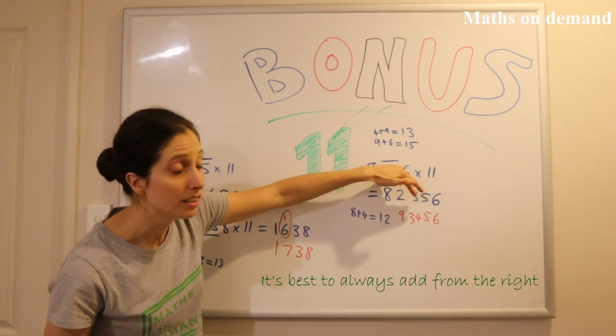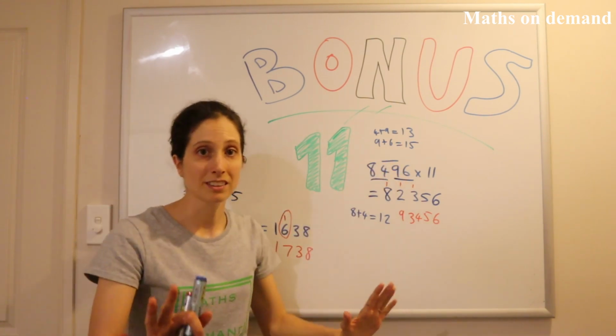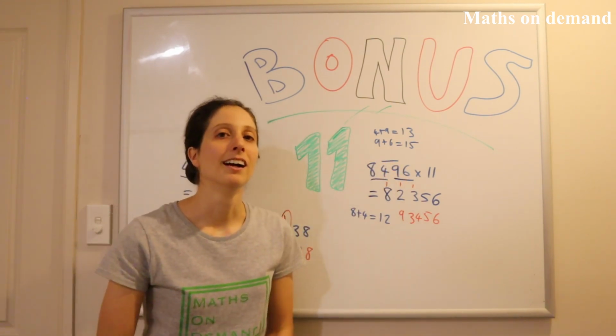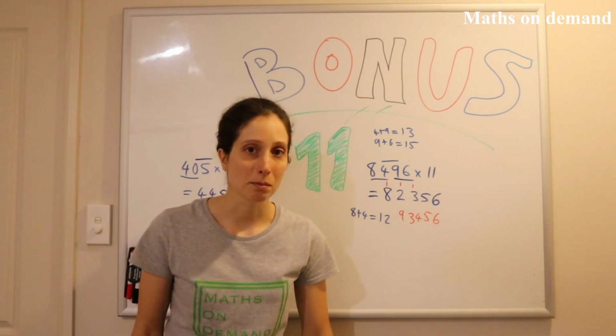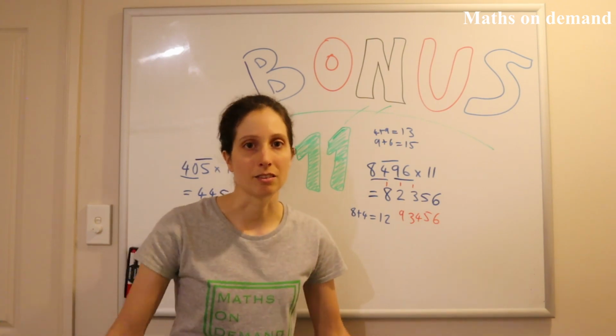Now, it might be a good idea to add from the right, because if this was a 9 here, we did 1 and 9, then we'd have to add another 1 here, so it'd be 1 and 1 and 2. But it wasn't in this example. So, I hope that helps you understand a bit more about how to do your 11s quickly, up to any number you can think of.